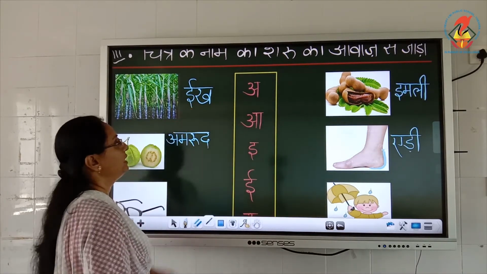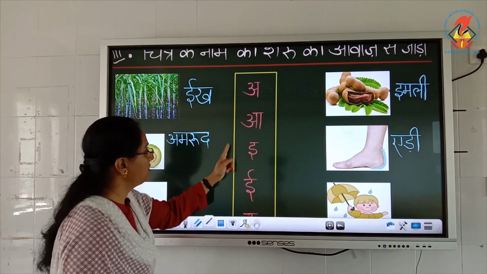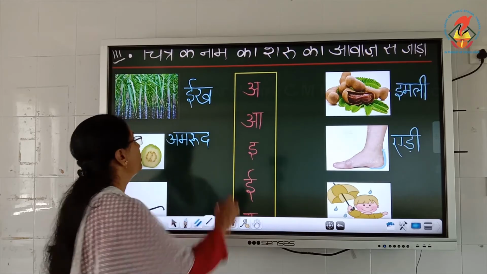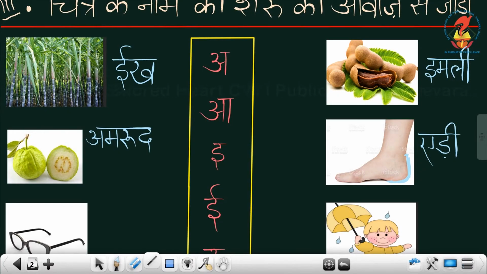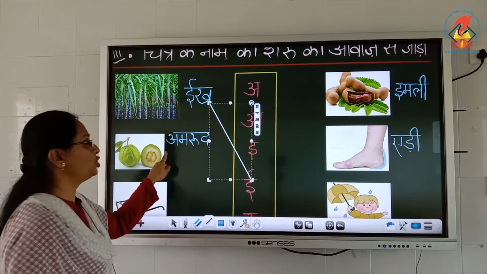Here, this is Eek. Where is letter E? You have to match this with E. Because it is starting with E, you will match the letter E. So this picture will be matched with letter E. Did you see? I have matched it with letter E. Got it? Now, what about the second picture down here?